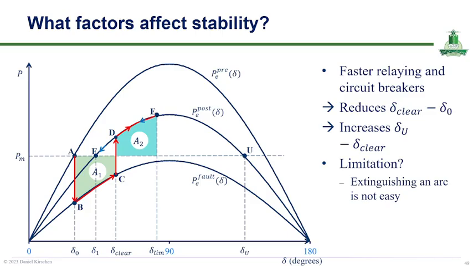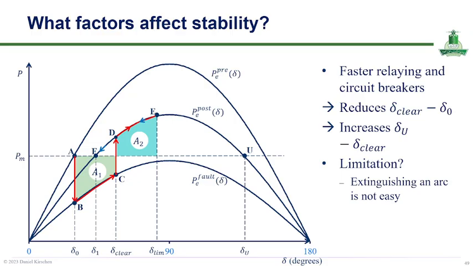Okay, this slide illustrates the main factors that influence transient stability in a power system using the equal area criterion. During a fault, the electrical output power decreases, causing the rotor angle delta to accelerate and increasing the accelerating energy area A1.